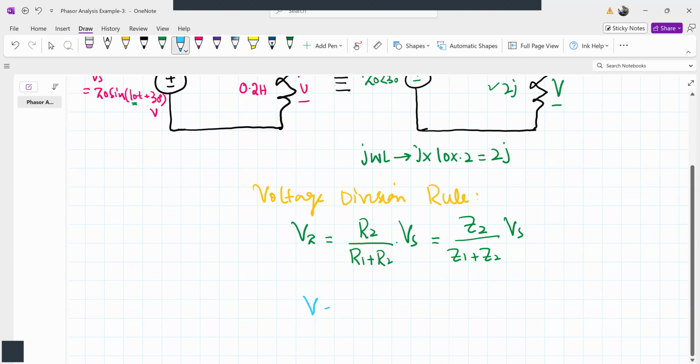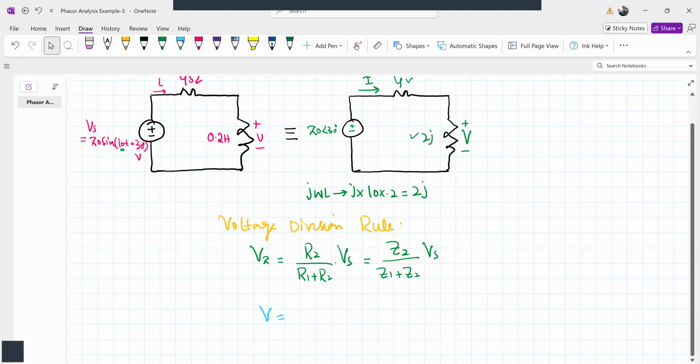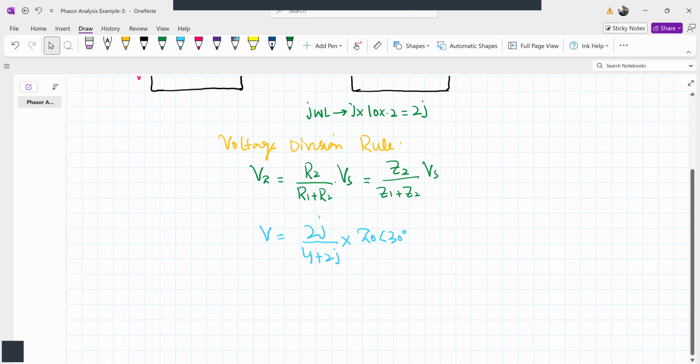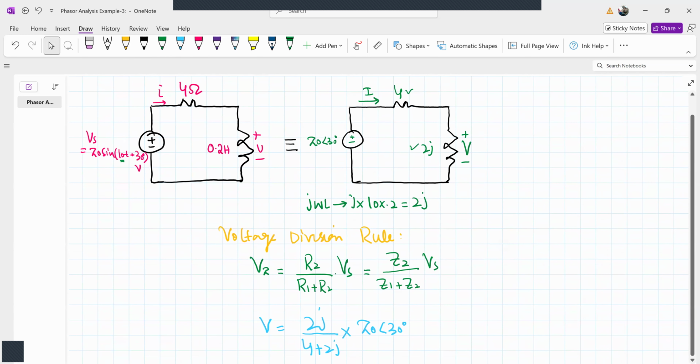V will be simply equal to the impedance of this element, 2j, divided by the total impedance 4 plus 2j, multiplied by the source voltage. The source voltage is 20 at an angle of 30 degrees. So this is the voltage division rule for this circuit. The voltage across the impedance 2j is simply 2j divided by 4 plus 2j multiplied by the source.